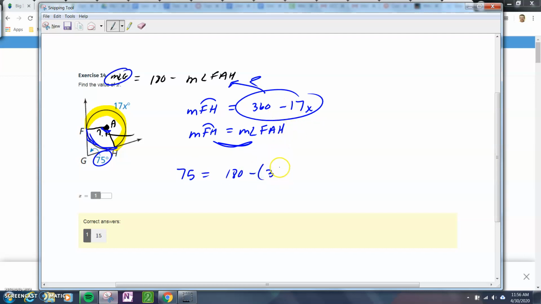I've got to be careful again. I'm going to use parentheses. So I'm substituting this whole quantity in for here. So I'm going to subtract out 360 minus 17x. And then I need to distribute that negative to both those terms. So it's 180 minus 360 plus 17x.